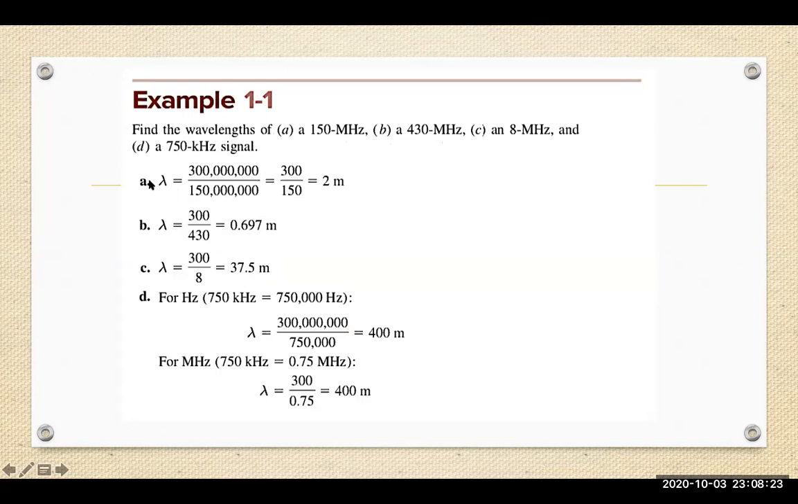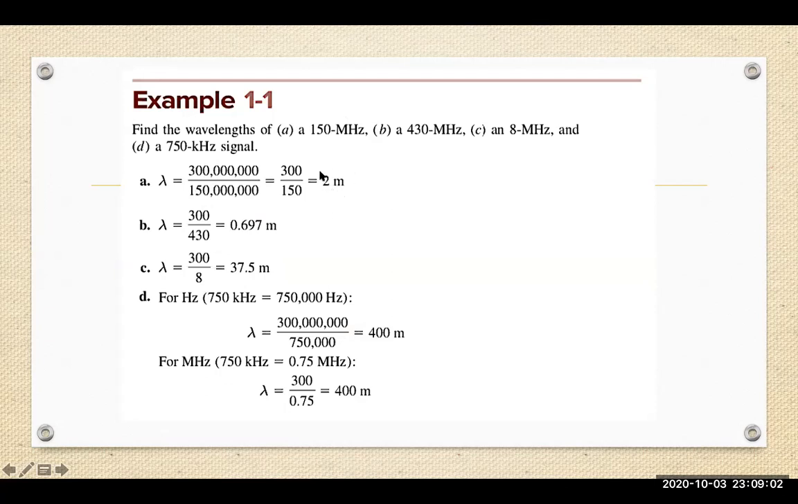Now, recall that the formula for finding the wavelength is the speed of light, which is equal to 300 million, or 3 times 10 raised to 8. The number of zeros in the scientific notation is 8: 1, 2, 3, 4, 5, 6, 7, 8. Speed of light divided by the frequency. First we have the frequency 150 megahertz. So 300 mega divided by 150 mega, and you can cancel megahertz. So 300 divided by 150 is 2 meters.